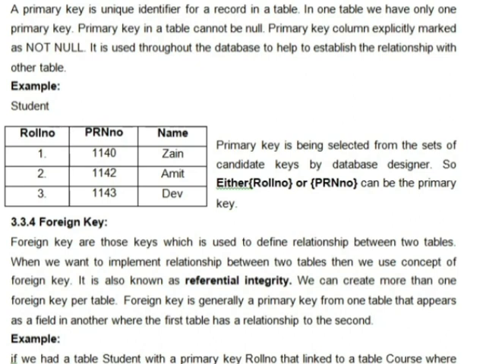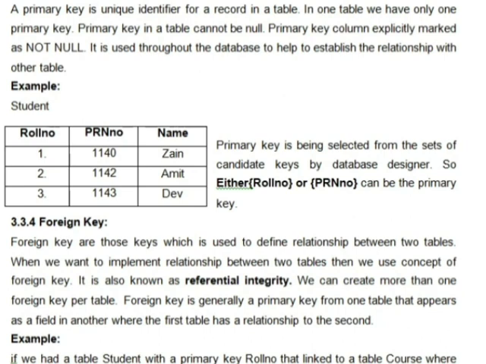Primary key is a unique identifier for a record in the table. In one table, we can have only one primary key. Primary key in a table cannot be null. Means every time whenever you are taking any column as a primary key, it has to have some value. You cannot put empty value or null value in a column of primary key.